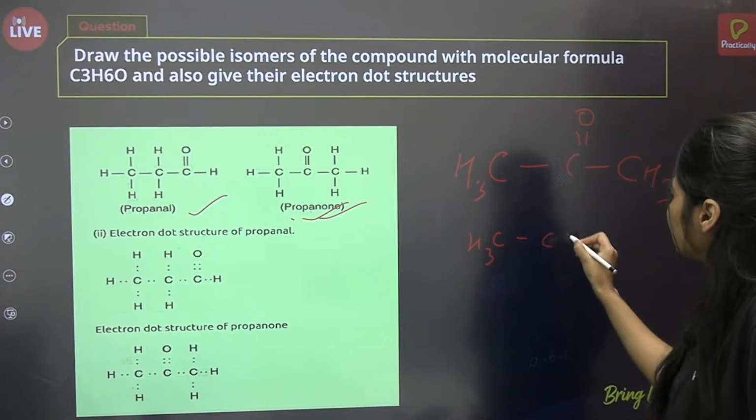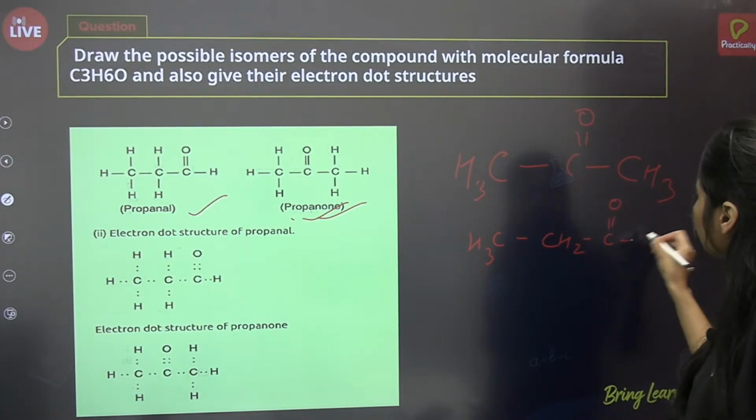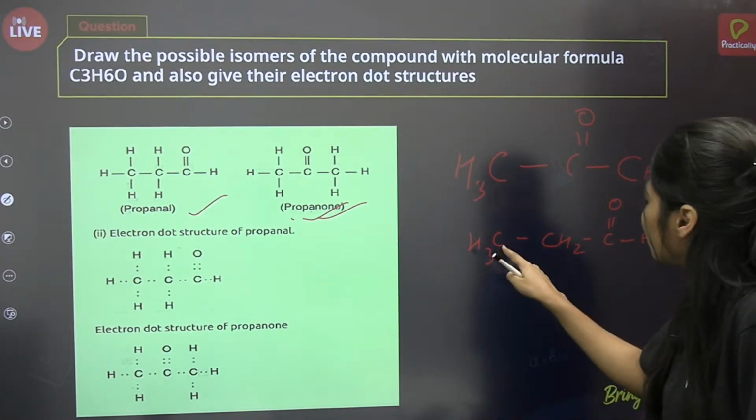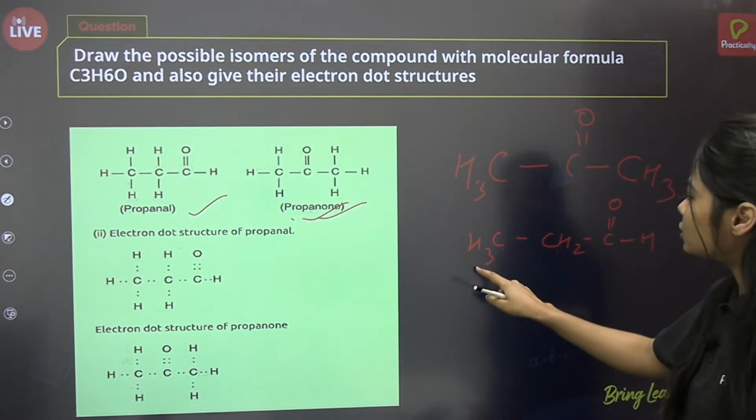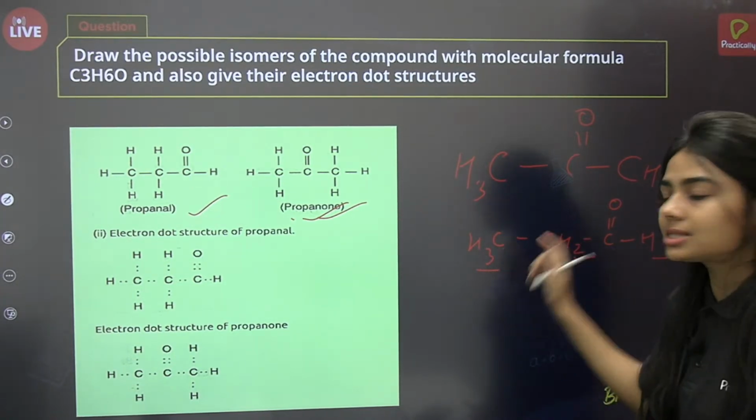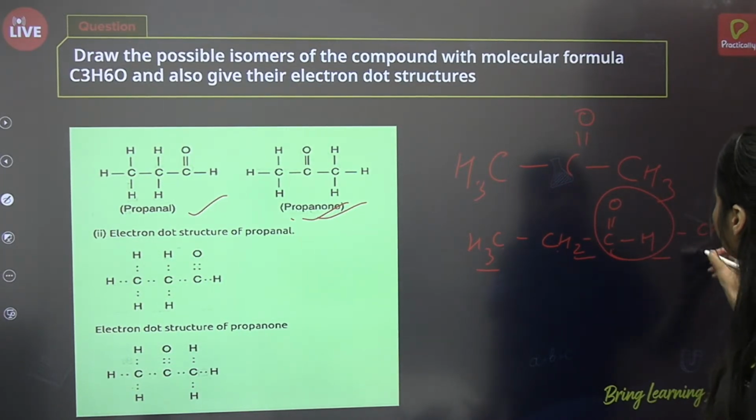Now if I put it like this: CH3, CH2, C double bond O, H. How many carbons are there? 1, 2, 3. How many hydrogens? 1, 2, 3, 4, 5, 6. So C3H6O. And this is your CHO group. CHO means aldehyde.